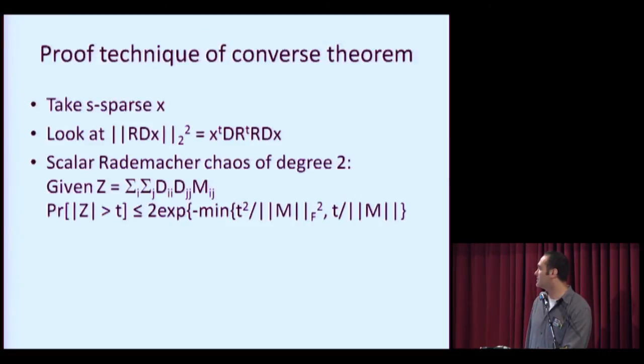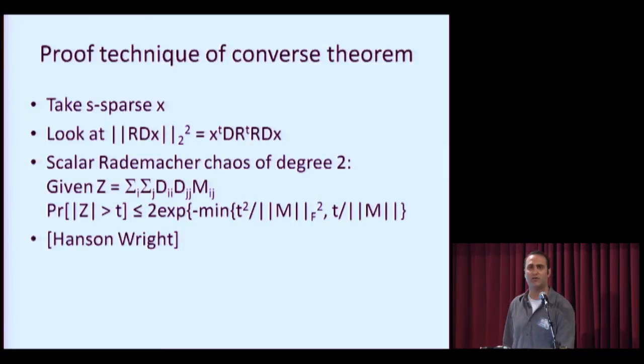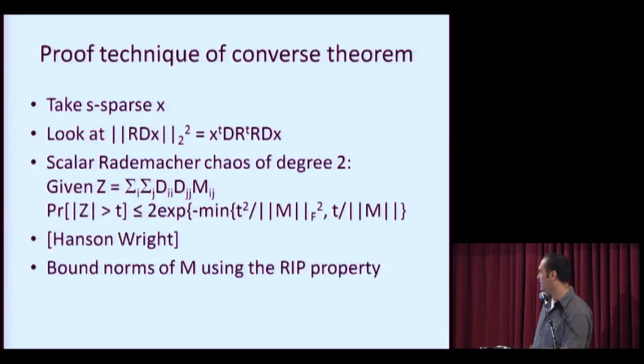Okay, the proof techniques use so-called Rademacher chaos of degree 2. This is also actually a classic result by Hanson and Wright. I think it's from the 70s. It's a very nice result to teach in an advanced probability class. I won't go into the details.